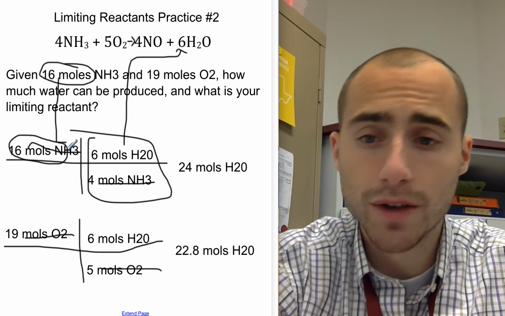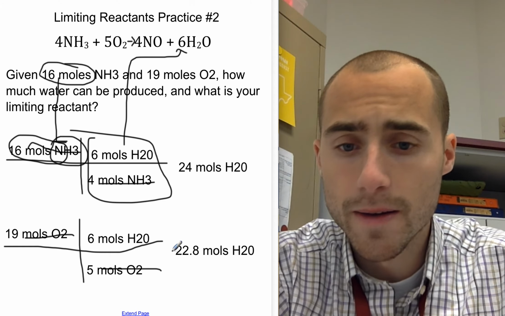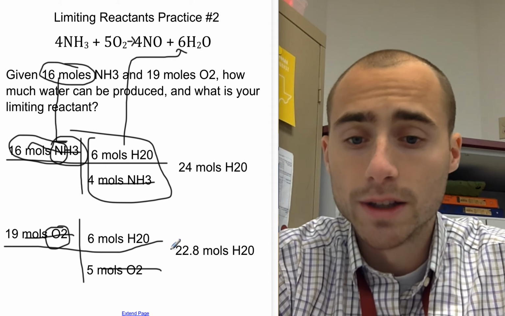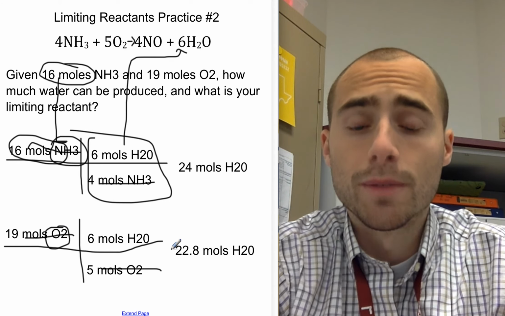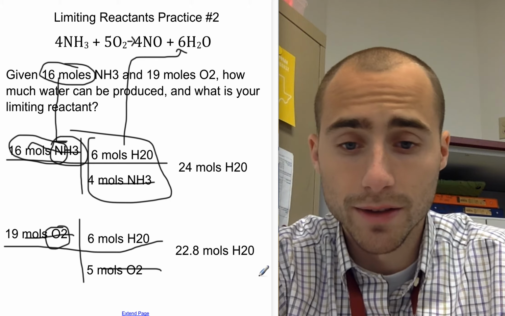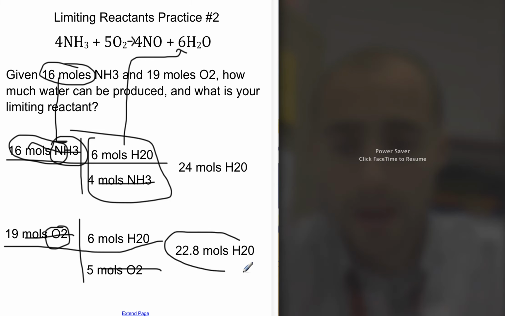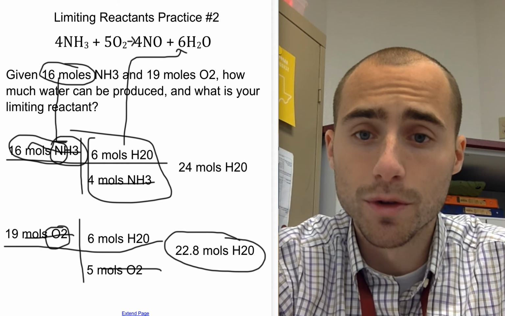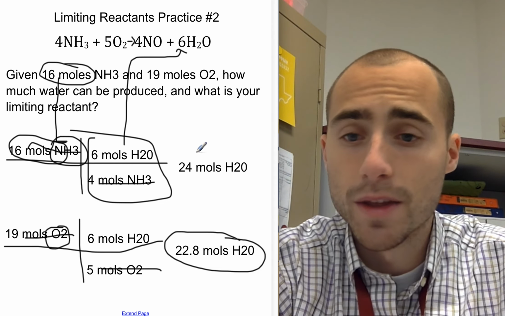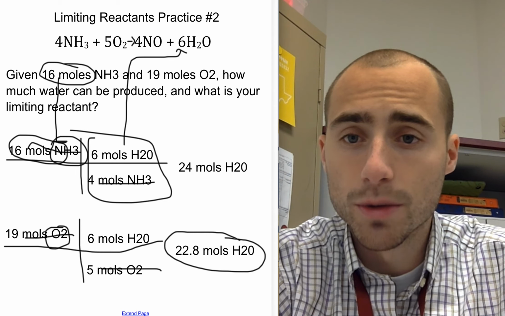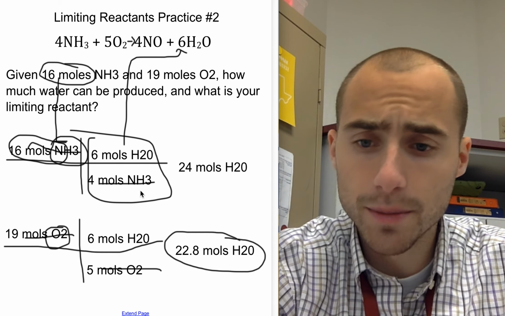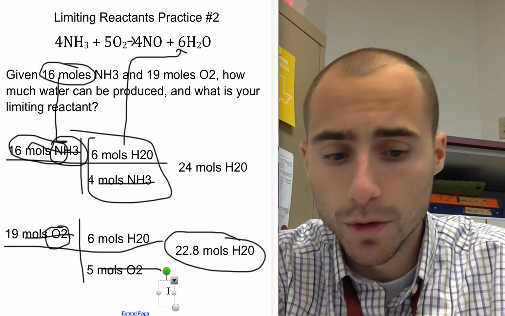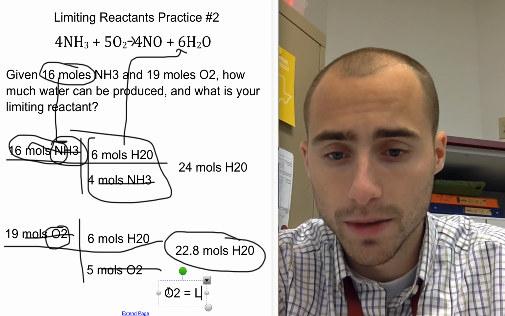Okay, now I look at my two numbers. I have 24 moles of H2O produced by my NH3, and 22.8 moles of H2O produced by my oxygen. So how much product is actually produced? If you remember your steps, we take whichever one is less, in this case 22.8, and that is the one that was actually produced. So 22.8 moles of water is actually produced. And then what is my limiting reactant? I go with whichever reactant produced less, so 22.8 was produced by the oxygen, so O2 is my limiting reactant.